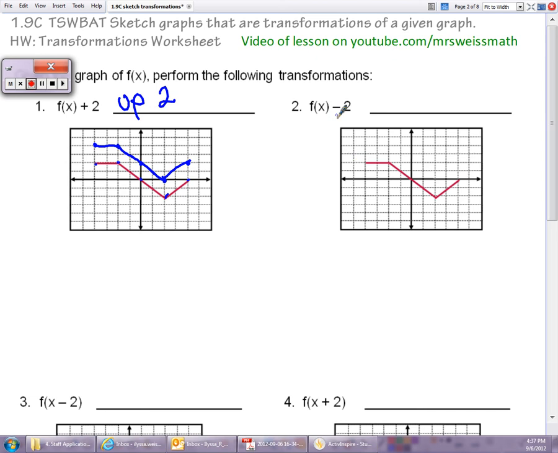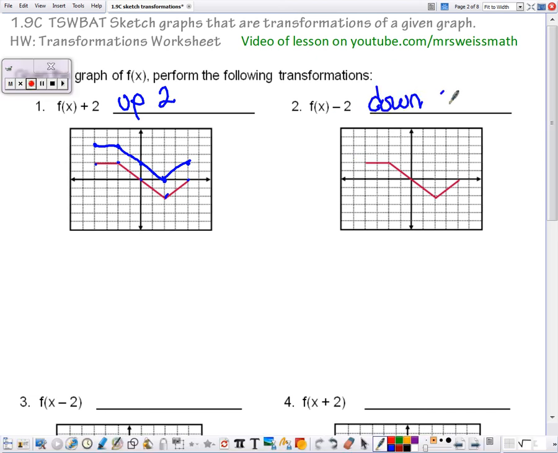Number 2, this 2 at the end moves down 2. So again, I'm going to take these same points and move them all down 2 units and connect the dots. Oops.